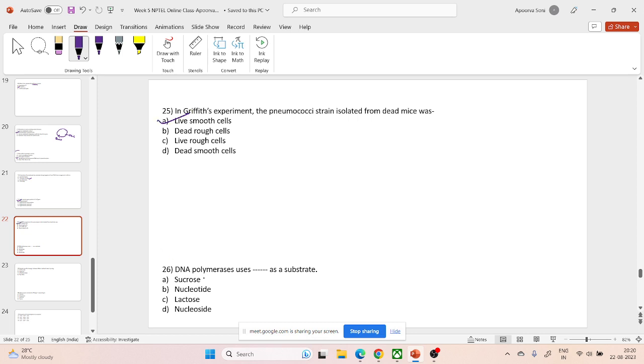Then, DNA polymerase uses dash as a substrate. What is the answer? A nucleotide. Yes. What a basic question. What is the difference between a nucleotide and nucleoside? Very basic. A phosphate group attached to a nucleoside is called nucleotide. Yes.